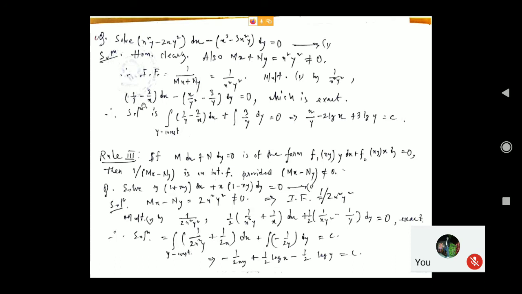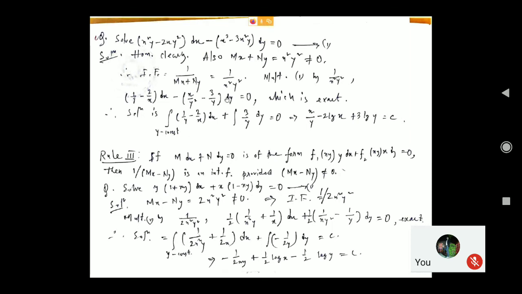You will check all this calculation here. I have written it shortly, but while you solve, you have to show these steps. That originally the equation is not exact, therefore we are going for other methods. Now it is homogeneous, and Mx plus Ny is non-zero. Therefore, the integrating factor is this. Now we multiply the given equation by the integrating factor.